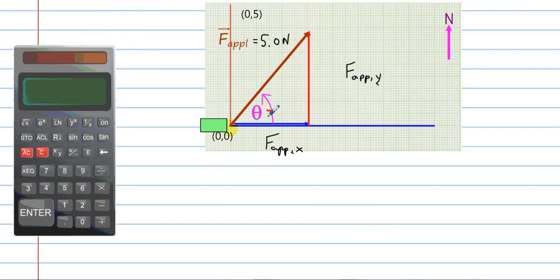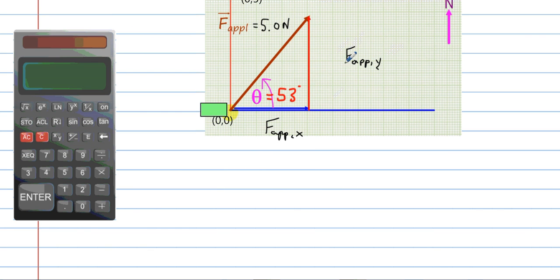Actually, to better suit this particular problem, I'm going to define theta as being 53 degrees. Don't forget the degrees symbol. It is a unit. It does need to have a symbol for the unit. So now we're going to set it out, and we're going to try to identify what its components are.